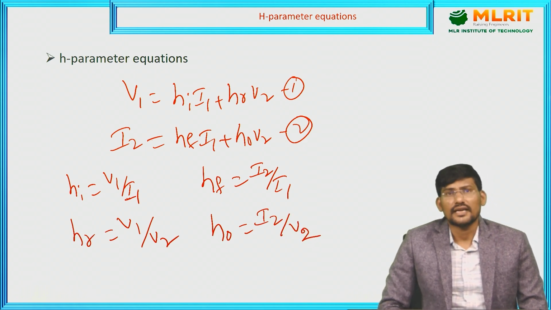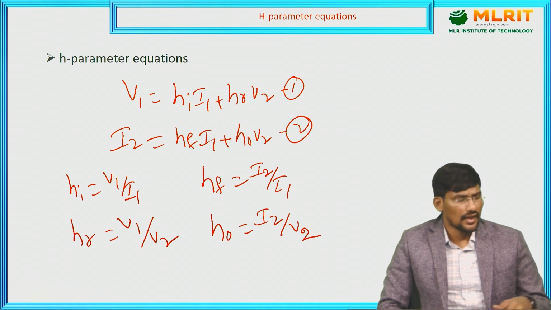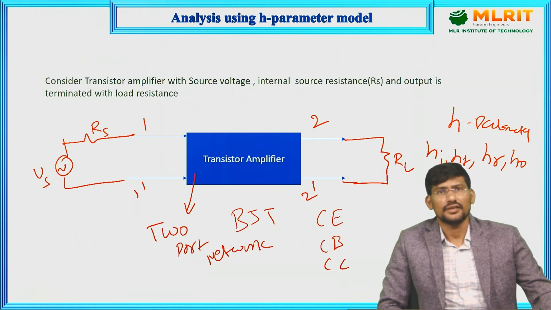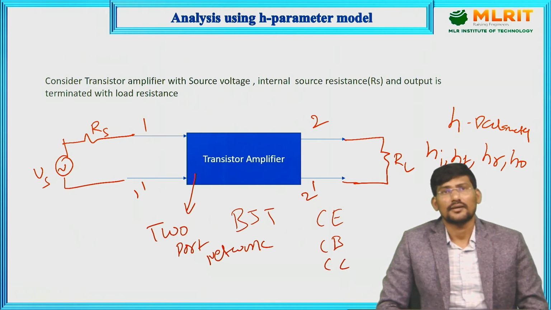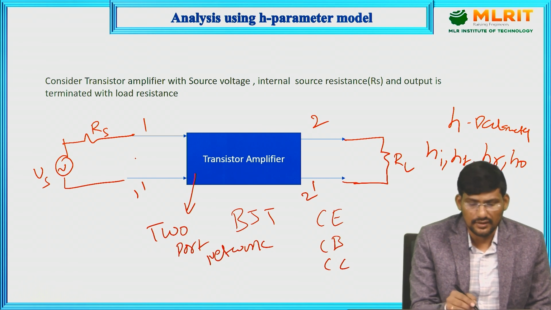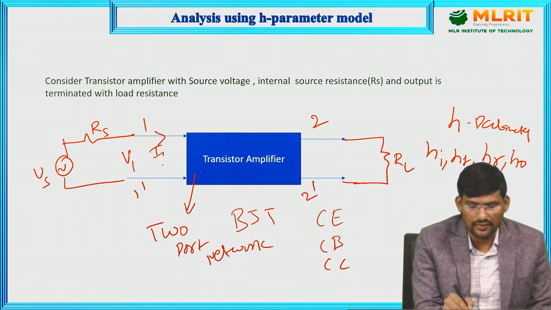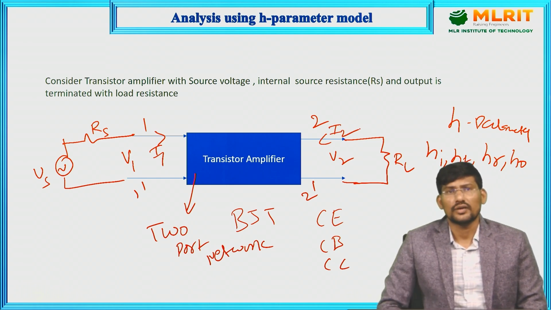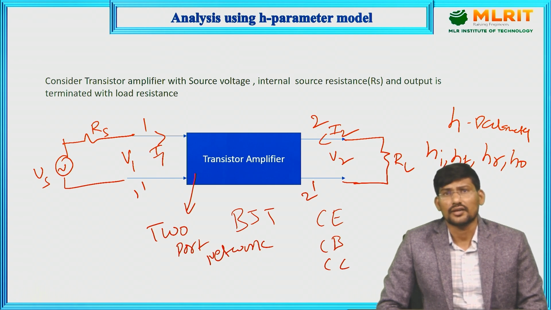Now we have to find HI, HF, HR, H0, by which we can find the current gain, voltage gain, input impedance, and output admittance of a transistor amplifier. Now we will model the transistor amplifier with the given configuration. We considered a normal amplifier circuit with VS, the internal source resistance RS, and the output terminated with the load resistor. What are the variables of this two-port network? The input variables are V1, I1, and the output variables are V2, I2. V1 and I1 are the input voltage and input current of the transistor amplifier, and the output voltage and output current are V2, I2.